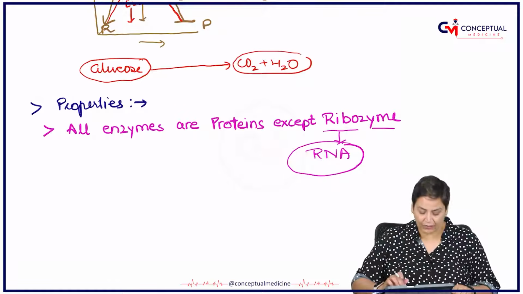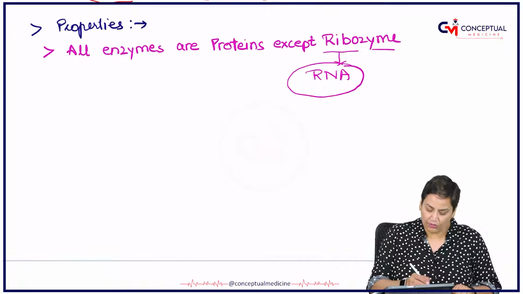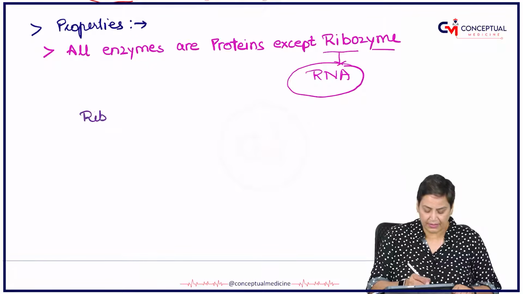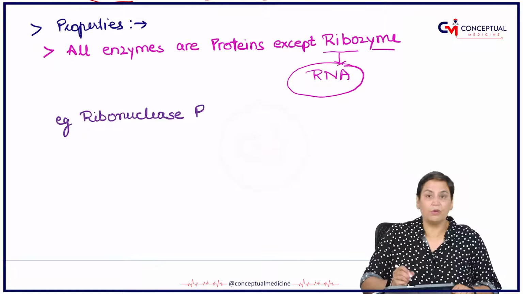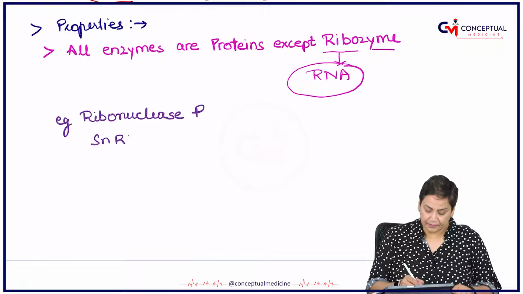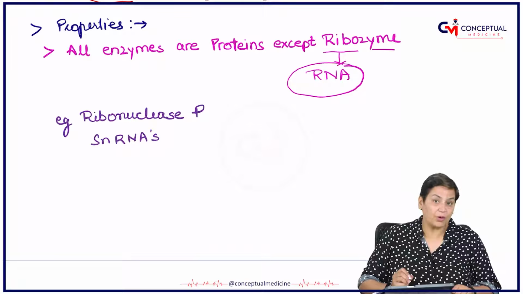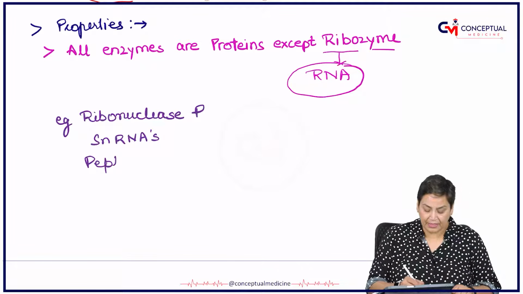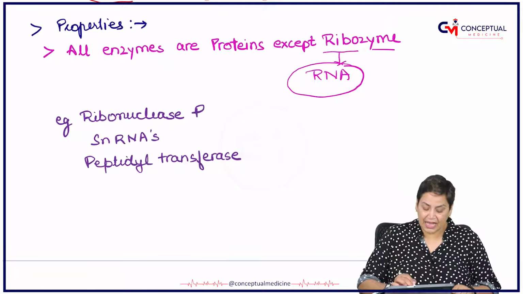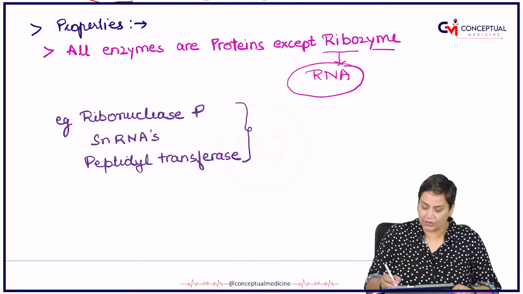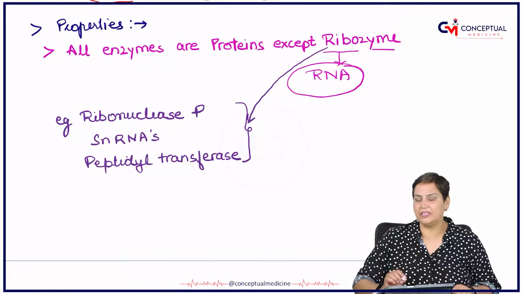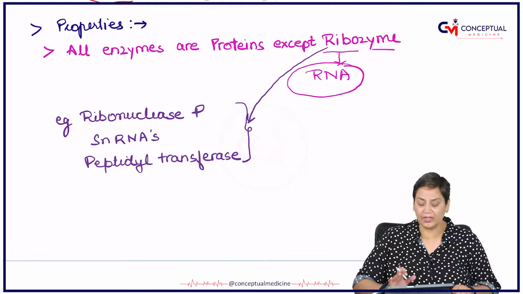If we talk about examples of ribozymes, the first example is ribonuclease P. Examples are ribonuclease P, very important, snRNAs, and the most important, which you have studied in detail also, peptidyl transferase. Very important. So these are the three very important examples of ribozyme. Except these, wherever RNA is having a catalytic activity, the rest of the enzymes are all proteins. So this is one very important property of enzymes.